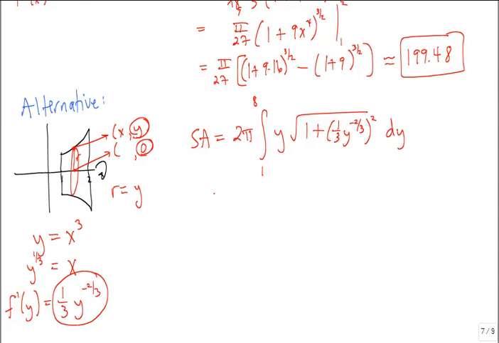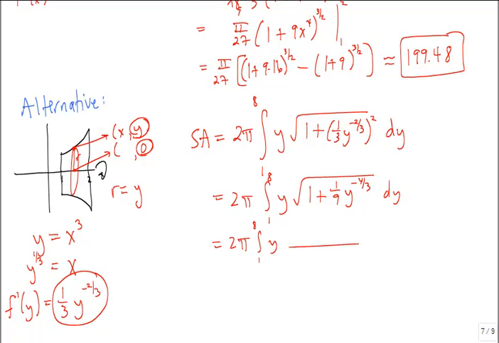So this becomes 2 pi times the integral from 1 to 8 of y times the square root of 1 plus 1/3 squared becomes 1/9, and negative 2/3 times 2 makes this a y to the negative 4/3 dy. Now this is doable, it's just messy, okay? This would have to be changed into, on the bottom here, getting a common denominator.